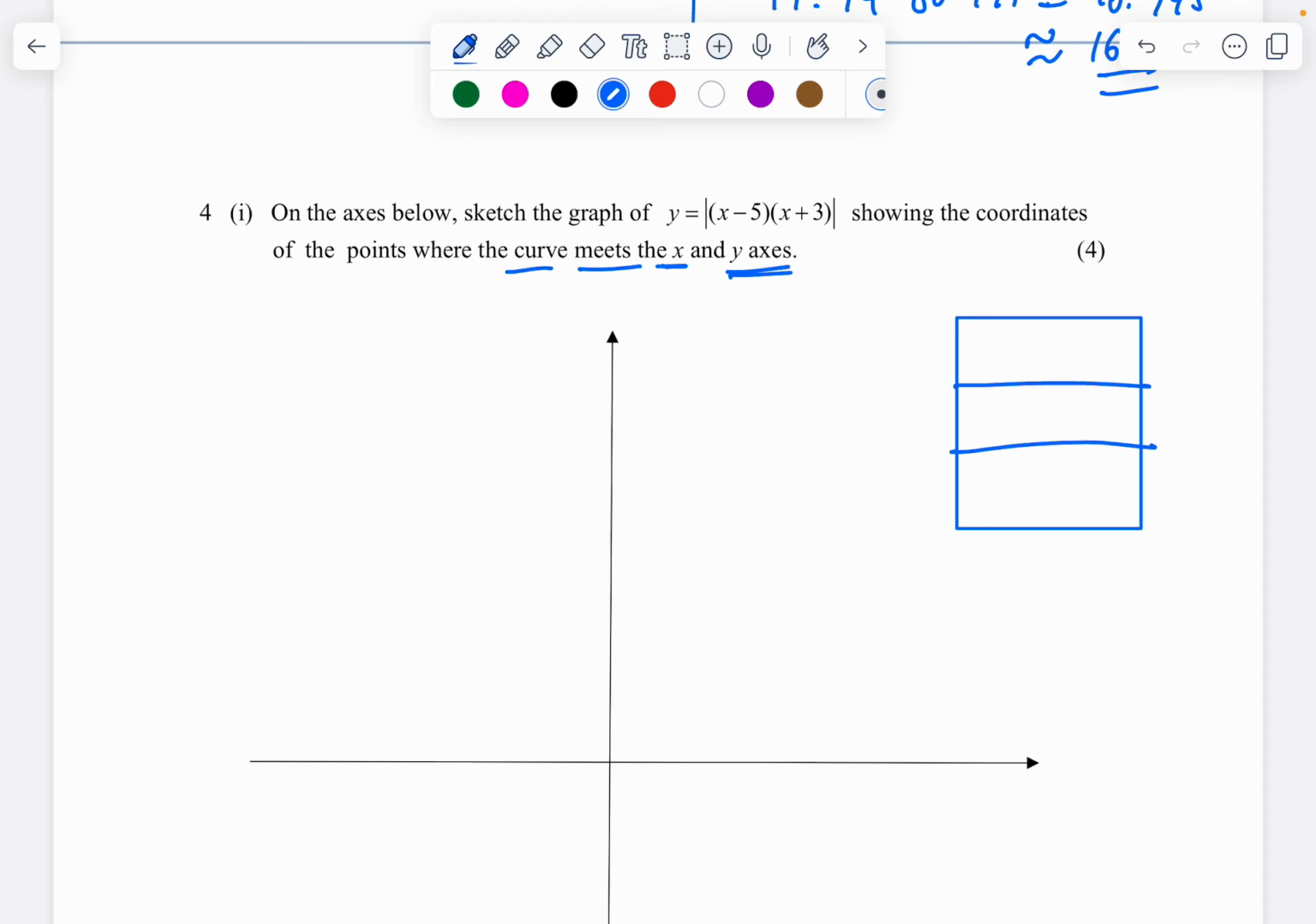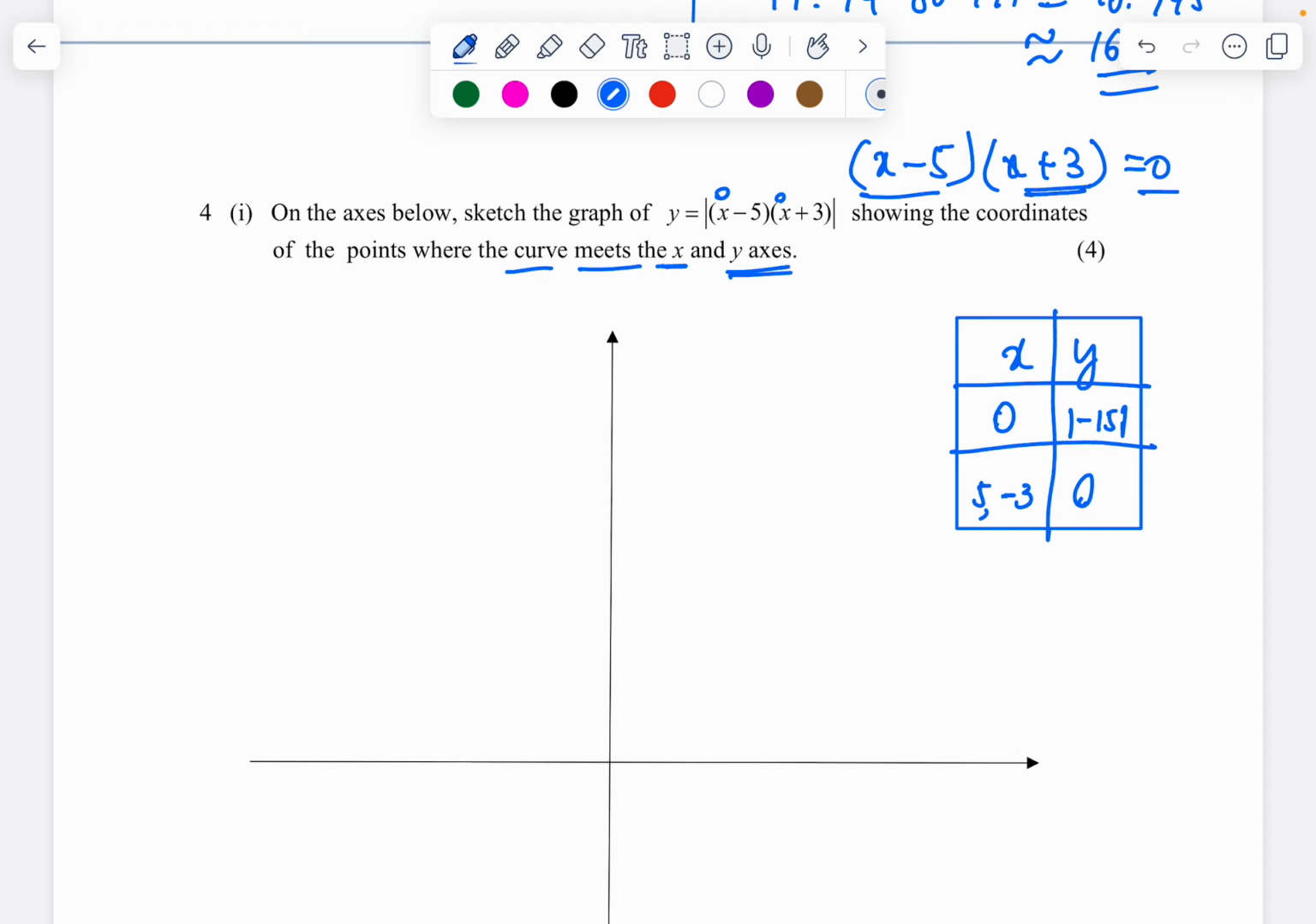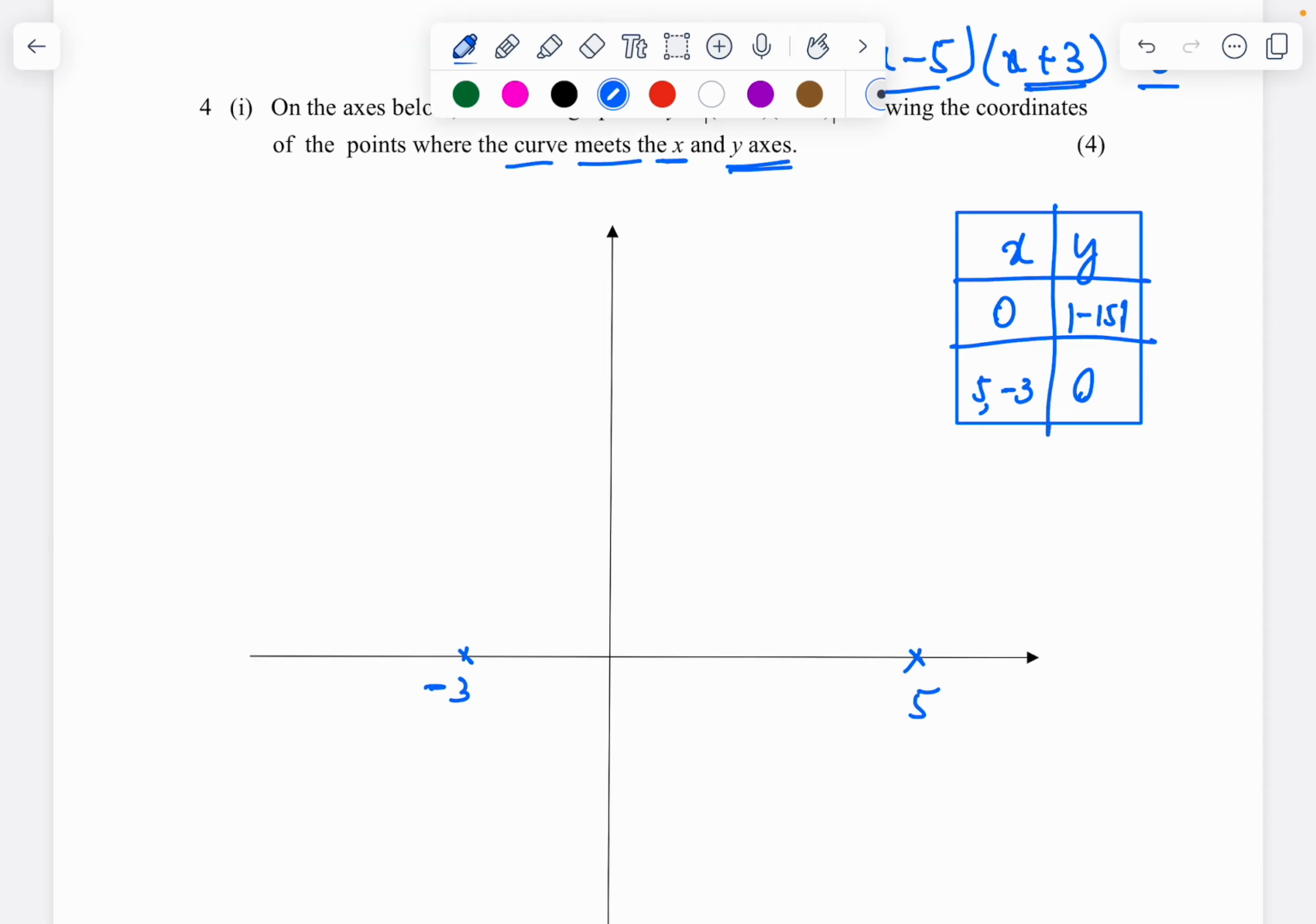So I will first make a table, with x is 0, y is 0. If x is 0, y is going to be the modulus of negative 15, right? If it is 0 here, it's going to be negative 15. Then if y is 0, x is going to be 5 or negative 3. You put here, x minus 5 times x plus 3 equal to 0. So x is going to be positive 5 and x is negative 3. So I'm putting the points on the coordinates here. Modulus of negative 15 is a positive 15. So now I will draw the graph.